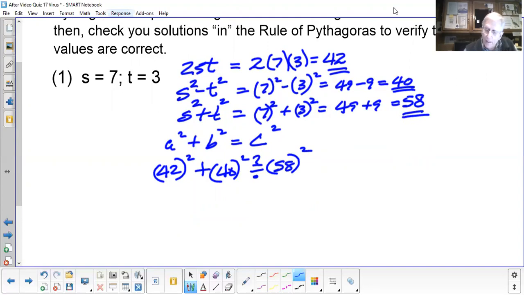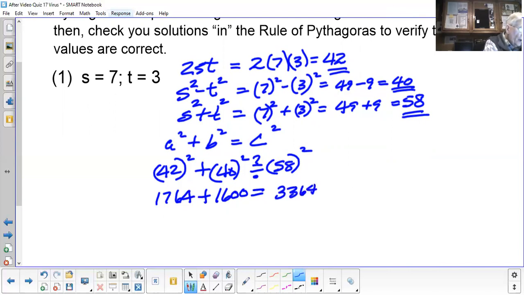Okay, so 42 squared, I believe, is 1764. I'm going to do 40 squared, which is 1600. And I also have to do 58 squared. So I do 58 squared, and I get 3364. Now, if these two numbers add up to 3364, I know I have a Pythagorean triple that works.